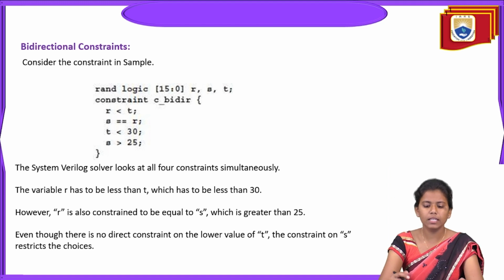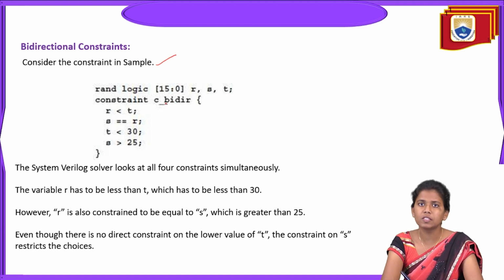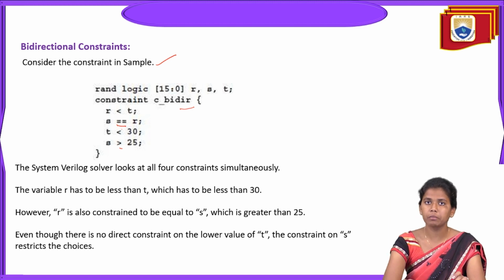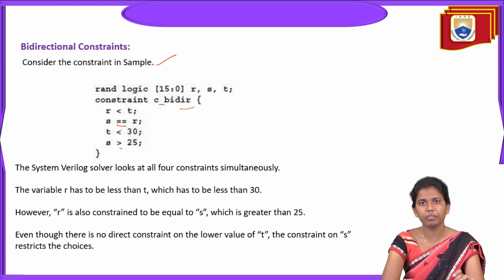Now consider the constraint in this sample. Let's look into it. rand logic [15:0] R, S, T. Constraint c_bidirectional: S == R, T < 30, S < 25. Now we are talking about bidirectional, right? This is the code in this particular sample. We are giving values to different constraints.